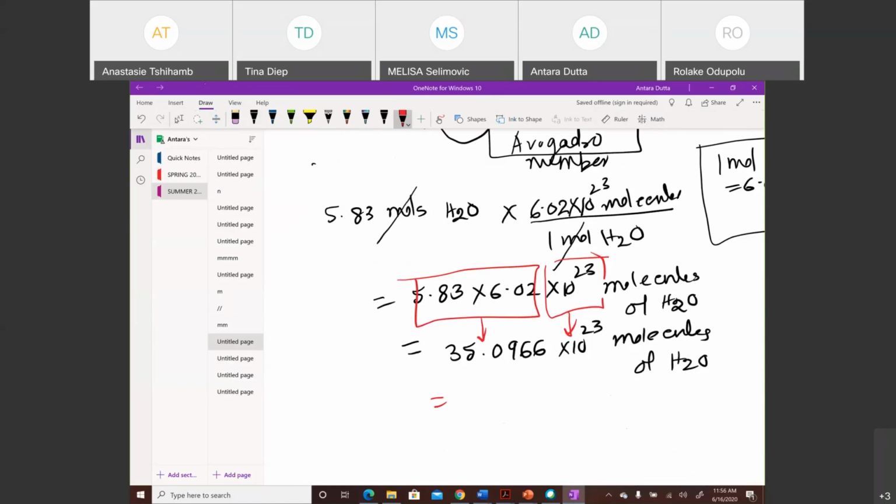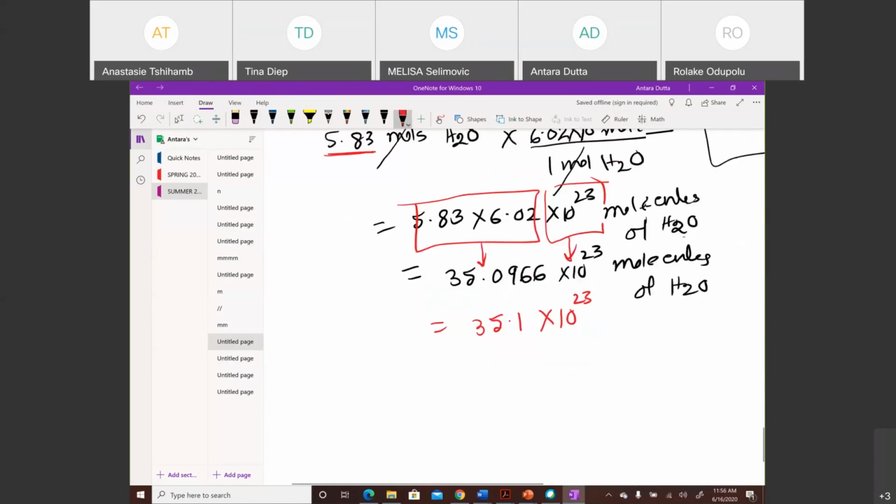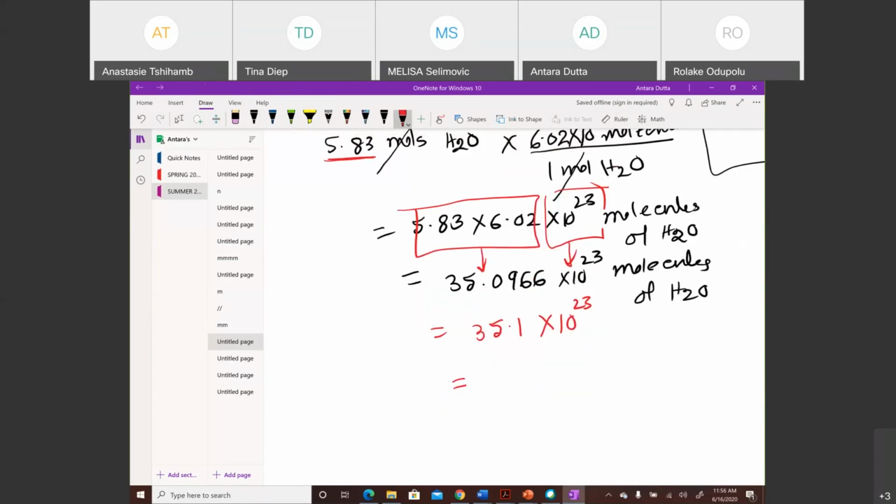So since I'm starting with 3 significant figures, I should write in 3 significant figures. So that means 35.1 times 10 to the 23, and then I write scientific notation. So I bring this decimal place over here, 3.51. And since I'm moving to the left, I have to multiply by 10. So it should be 3.51 times 10 to the 24 molecules of water.